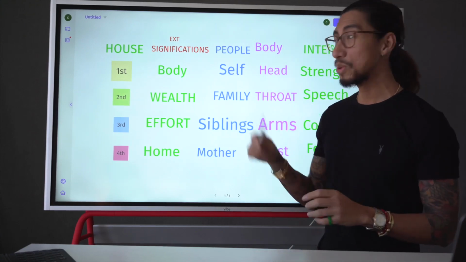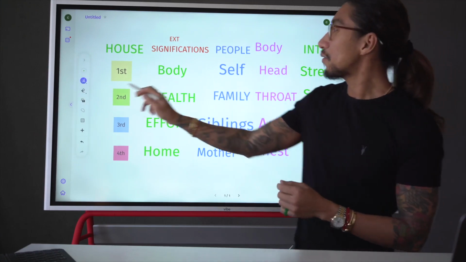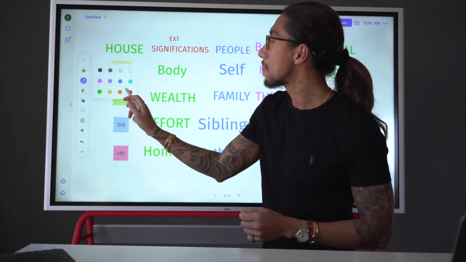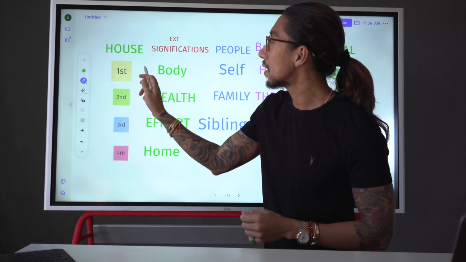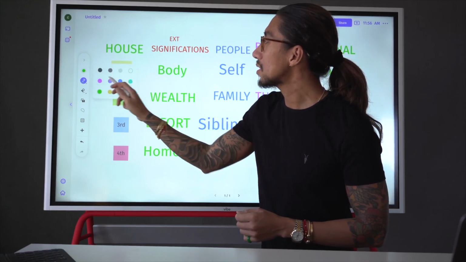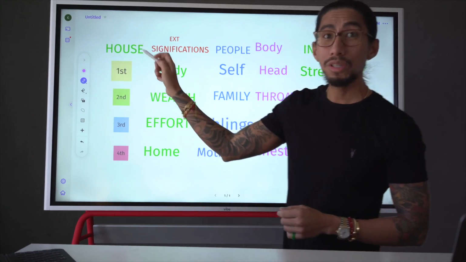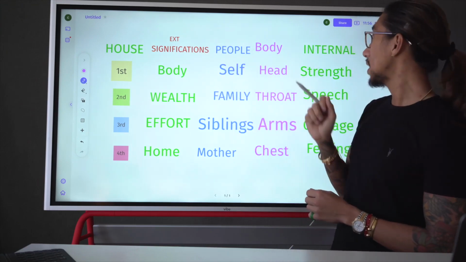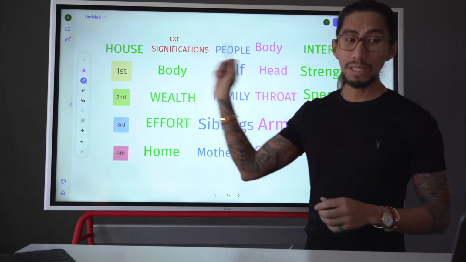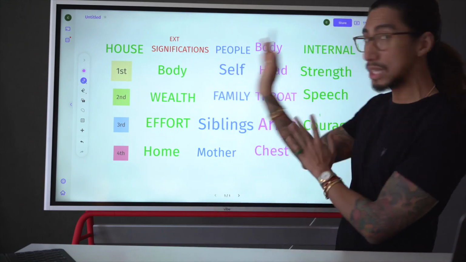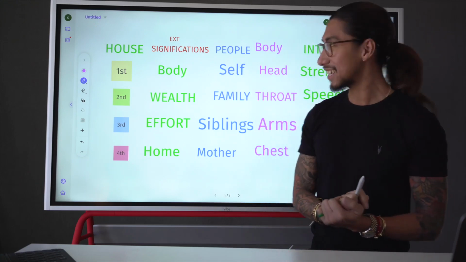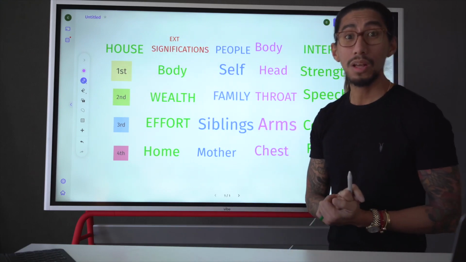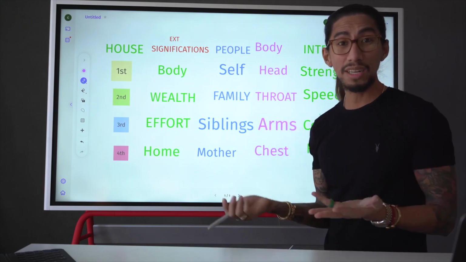Now, let's begin first with the first house. Let me just get my marker. So the first house, we divided it into external, significations, people, body, and internal. These are basic. By the way, this is a Jyotish reference table for house significance. The first house, as external, governs and rules the body of the person or the native, meaning you.